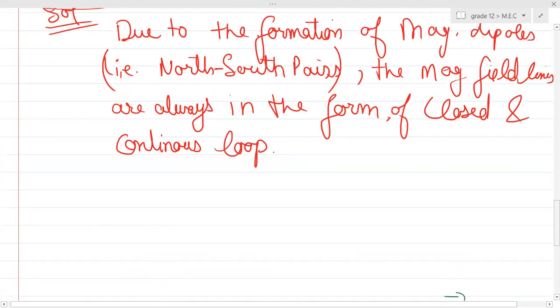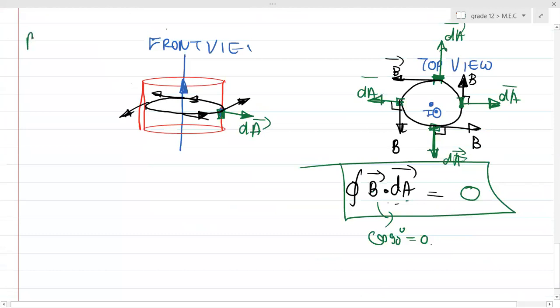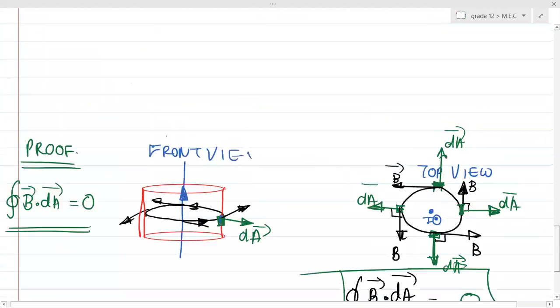Since magnetic field lines are always in the form of closed and continuous loops, the integration of the magnetic field over a closed area, B dot dA, is 0. And this is the proof for that statement. Proof that B dot dA is basically 0. Okay, you write this later on.